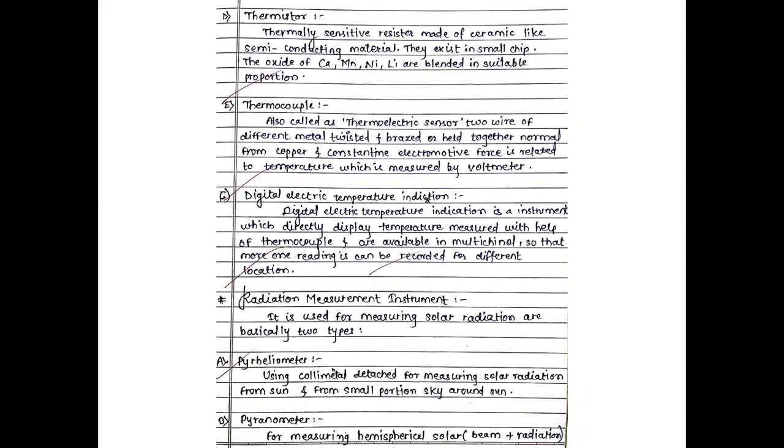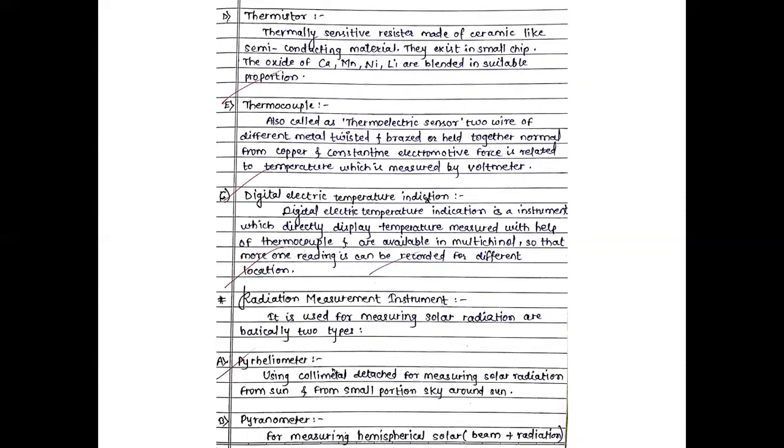Thermistor: a thermally sensitive resistor made of ceramic-like semiconducting material. They exist as small chips. The oxides of Ca, Mn, Ni, Li are blended in suitable proportion. So a thermistor is generally made of ceramic-like semiconducting material, made from oxides blended in suitable proportion, like magnesium, nickel, lithium and many others. It is used for measuring temperature.